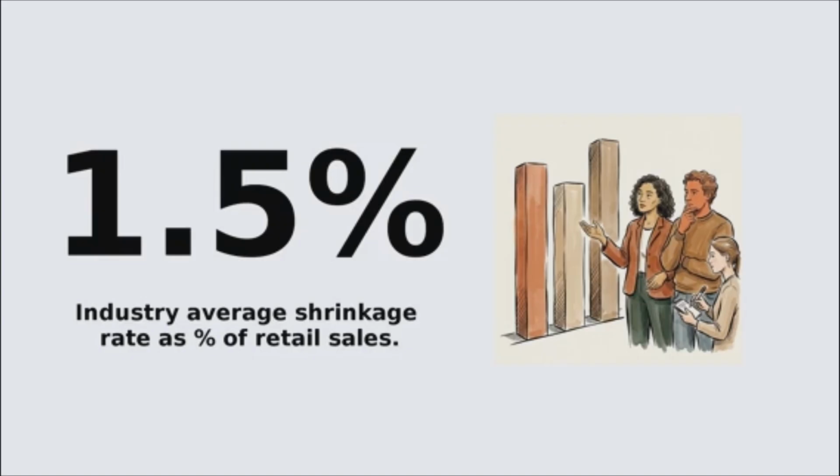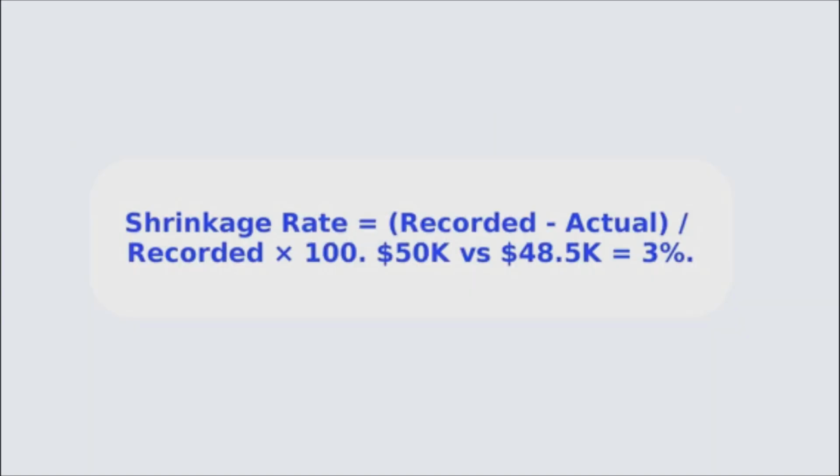The formula itself is simple. Start with recorded inventory value, subtract the actual count, divide by recorded value, then multiply by 100. Example, system says 50,000. Physical count finds 48,500. That's a 3% shrinkage rate, double the industry average. A clear signal to investigate.